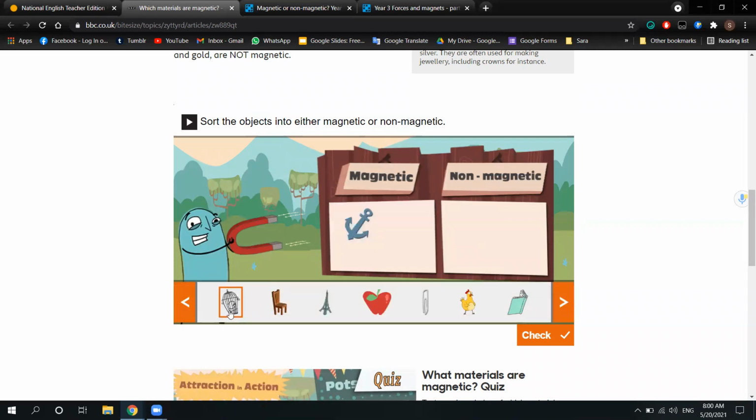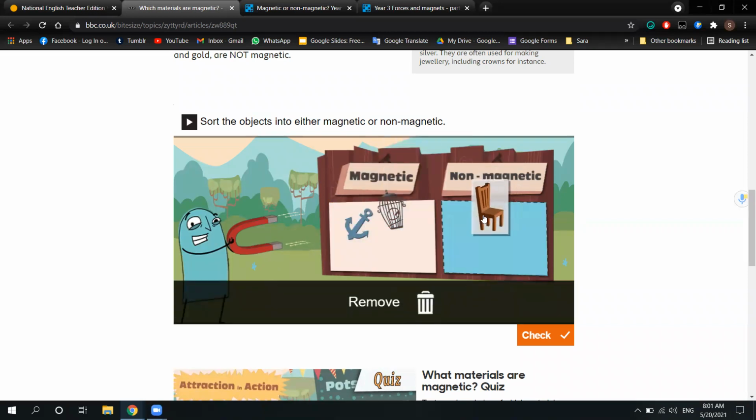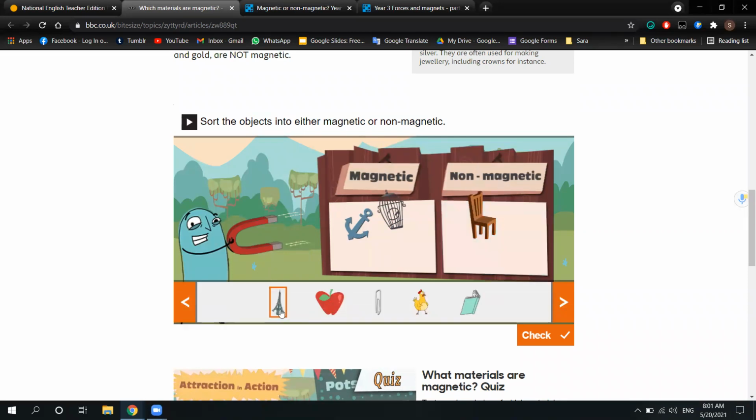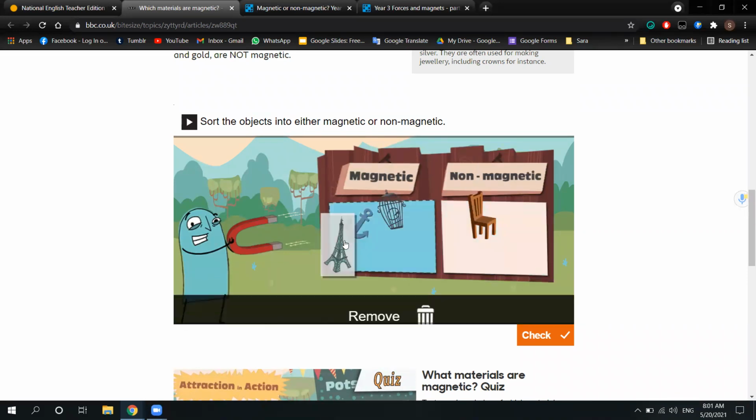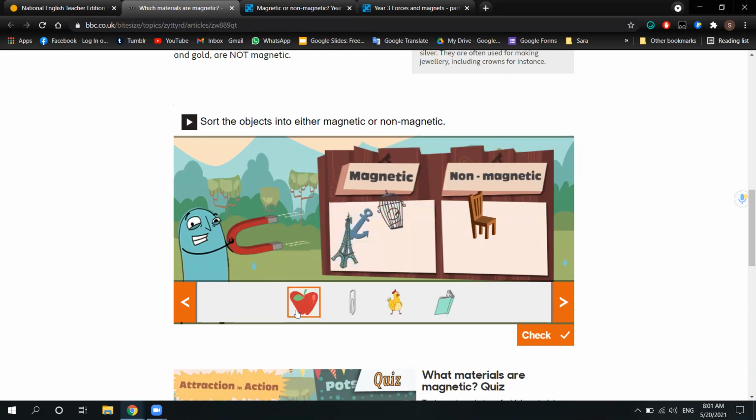Okay, what about this cage? It's going to be magnetic as well. What about the chair? Is it magnetic or non-magnetic? It's non-magnetic. Okay, what about this one? It's not a real tower, okay? It's not the tower that we have in real life. It's just a small example of it.